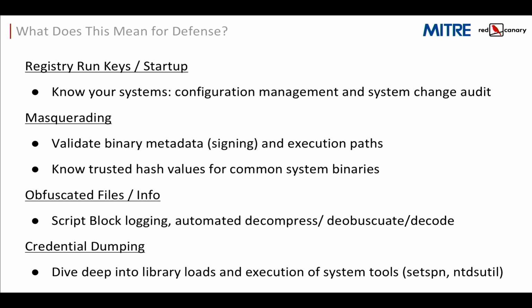Masquerading is interesting because Katie talked about it being from an auto-runs key perspective. From what we see in the Red Canary data, most of the masquerading we see happens around binaries. And so one of the best things you can do there is understand what hash values you should expect from common system binaries. This is entertaining to me because it's kind of like a cybersecurity time warp. It's like the NSRL, right?